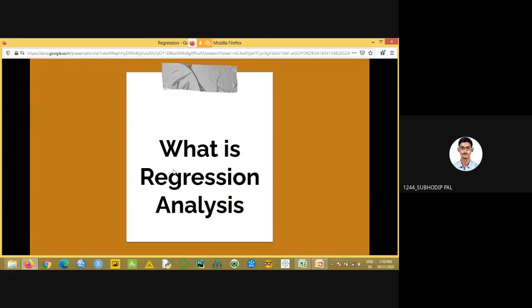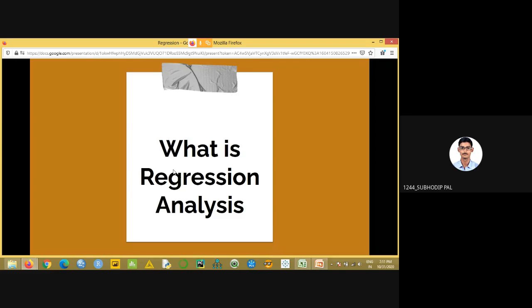So the formal definition: in regression analysis, the independent variable represents the input that makes the changes in the dependent variable, right? And the dependent variable represents the output based on the values of the independent variable. If we change the independent variable, then the values of the dependent variable will change, right? So there are mainly two types of regression analysis: linear regression and non-linear regression.